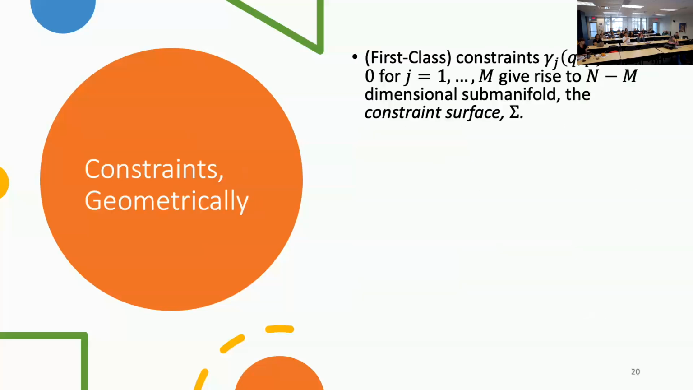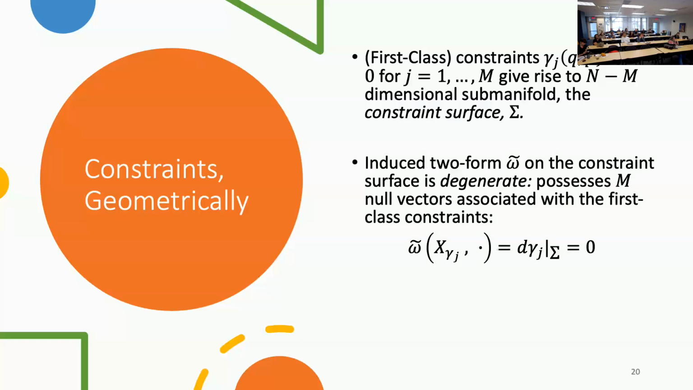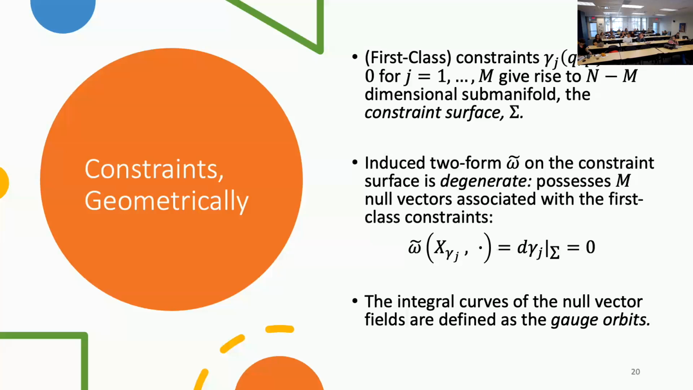So now when we add constraints, in particular the first class constraints, since those are the ones that are going to be interesting to us, what they effectively do is define some submanifold of the cotangent space, which we're just going to call the constraint surface. Importantly, when we define the induced two-form on this constraint surface, that is, the pullback of the two-form on the full space to this constraint surface, we find it's degenerate. That is, it possesses null vectors, and the null vectors it possesses are just the vector fields associated with the first class constraints. So we call a two-form of this kind pre-symplectic, precisely because it has this degeneracy. And we call the integral curves of these null vector fields the gauge orbits.